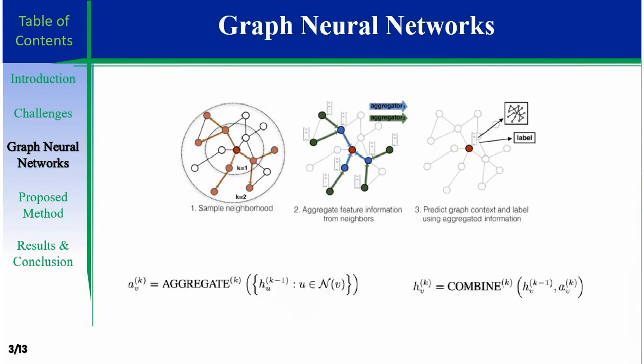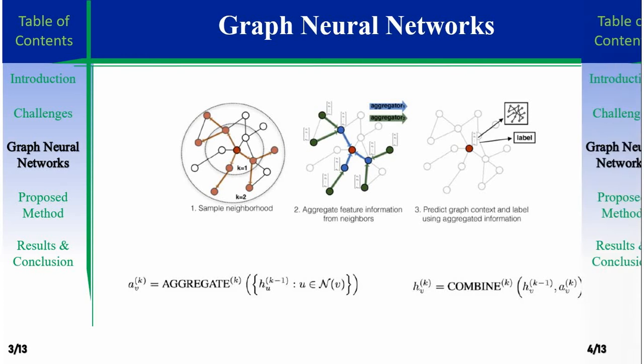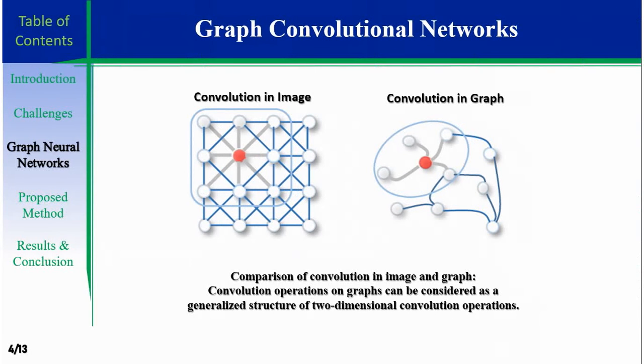Since data in RS inherently has a graph structure, graph neural networks (GNN) have been widely used for feature extraction of RS. From the methods presented in the field of graph neural networks, we choose graph convolutional networks. Graph convolution operation on graphs can be considered as a generalized structure of two-dimensional convolution operations.